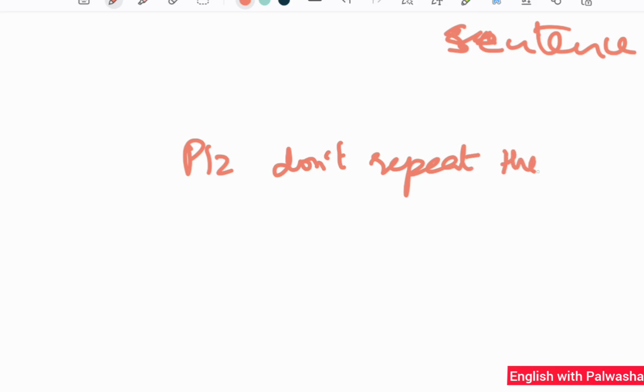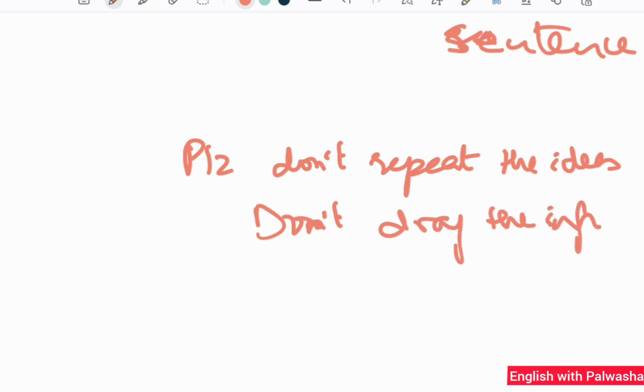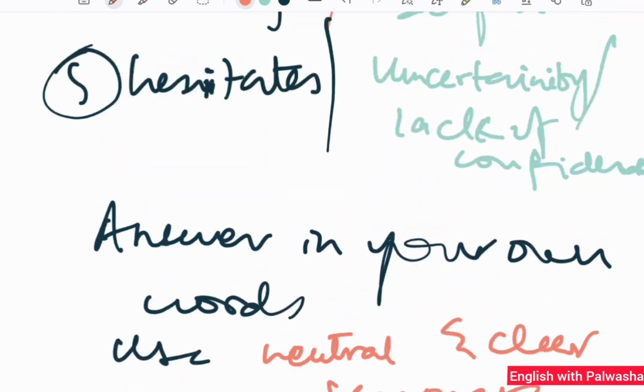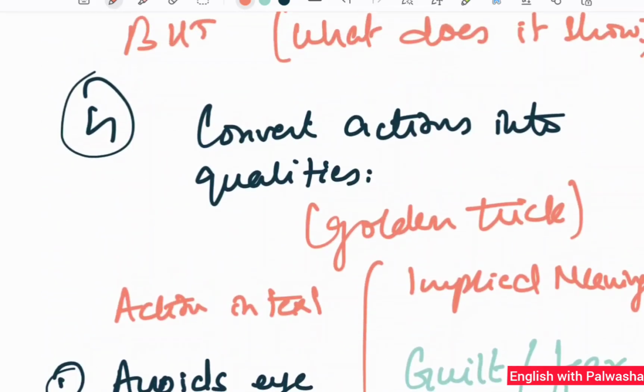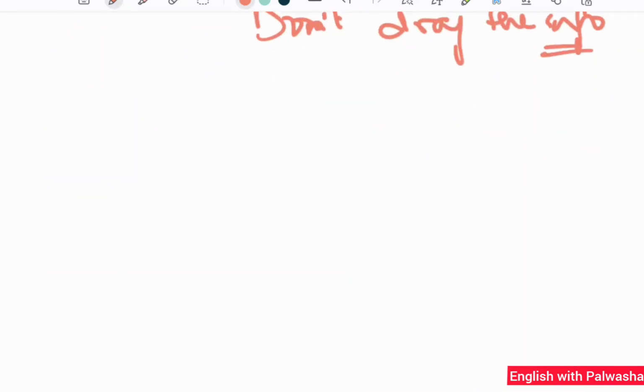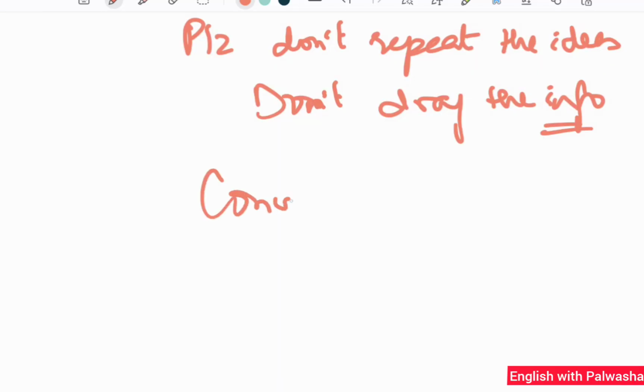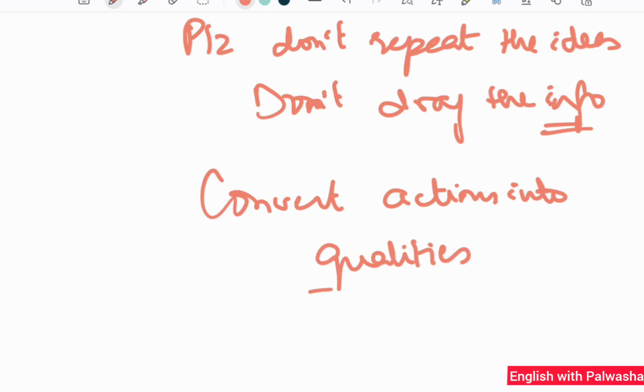Please don't repeat the ideas, don't drag the information. This is how things will work, and always focus on one golden rule, and that is: please convert actions into qualities. I'm just summing it up here: convert actions into qualities. This is how you are going to win in your implicit questions, right?